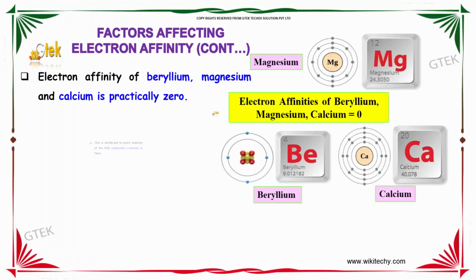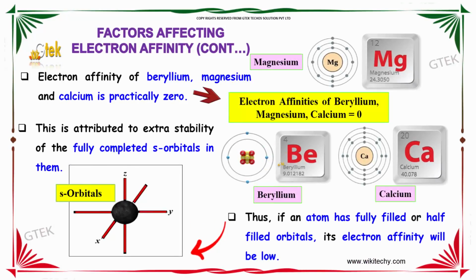So the electron affinity of beryllium, magnesium and calcium is practically 0. This is attributed to the extra stability of the fully completed s orbital in them. Thus, if an atom has fully filled or half-filled orbitals, its electron affinity will be 0.